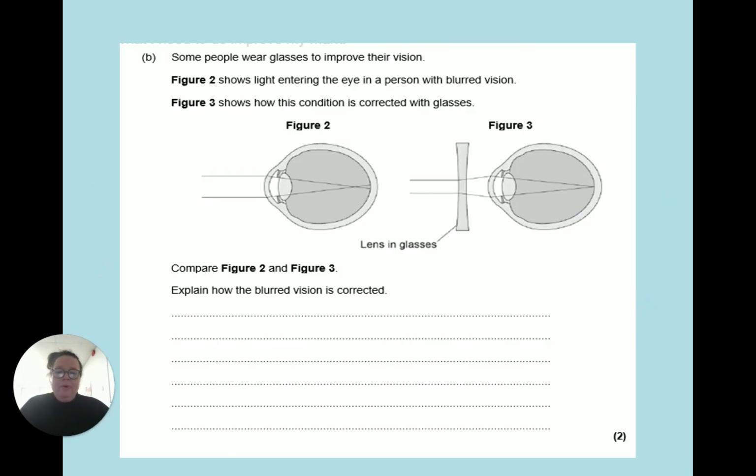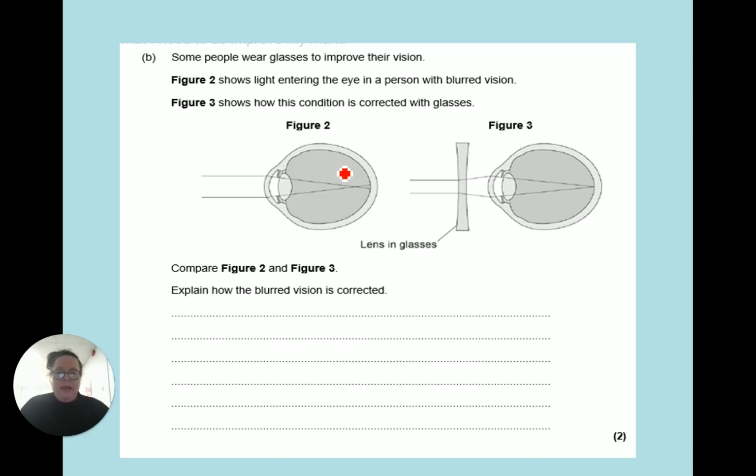And now we've got an exam question. So I've just done one this time. Some people wear glasses to improve their vision. The diagram shows light entering the eye in a person with blurred vision, and it shows how this condition is corrected with glasses. Explain how the blurred vision is corrected. 2 marks. So if you want to pause and have a go, please do. Right, we're going to have a go now. So explain how the blurred vision is corrected.